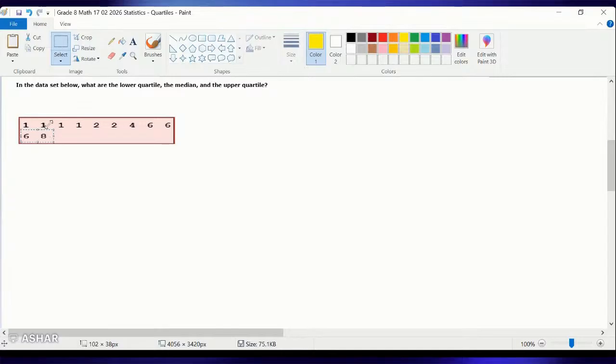What we need to see is how many values are there. How many values can we see? We can see a total of, just a moment, please. We can see a total of, let's count them.